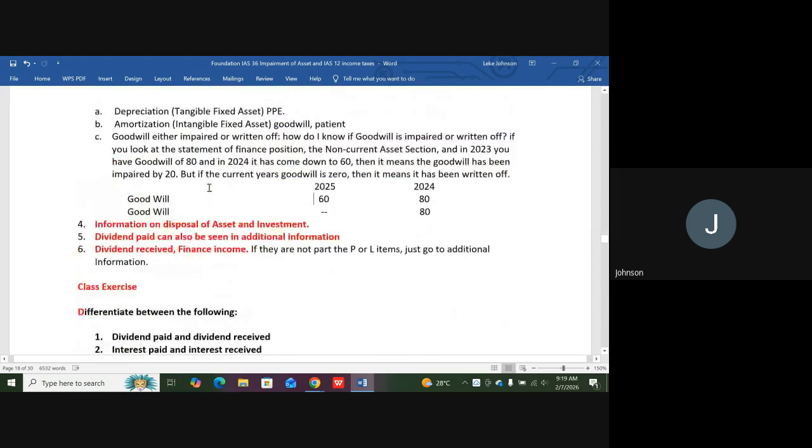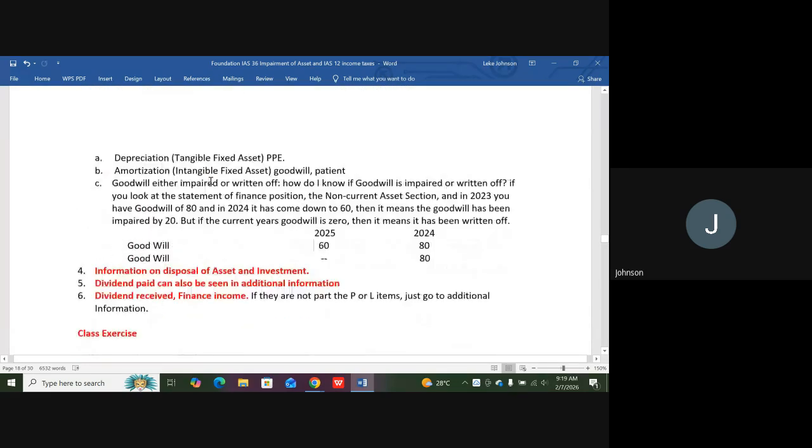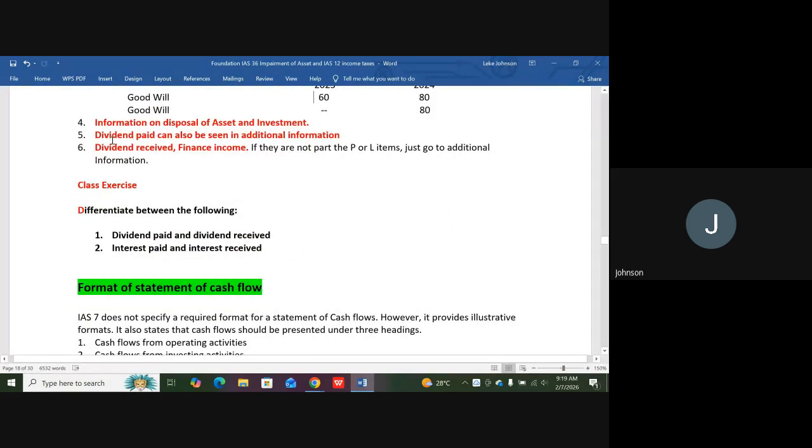Then after we've looked at those three things I've mentioned, we now go further to look at all this other information on disposals of assets and investment. So we need to check for information on disposals of assets and investment. The next one, we also need to check dividend paid, which can also be seen in additional information. So if you go to additional information, you can also see dividend paid.